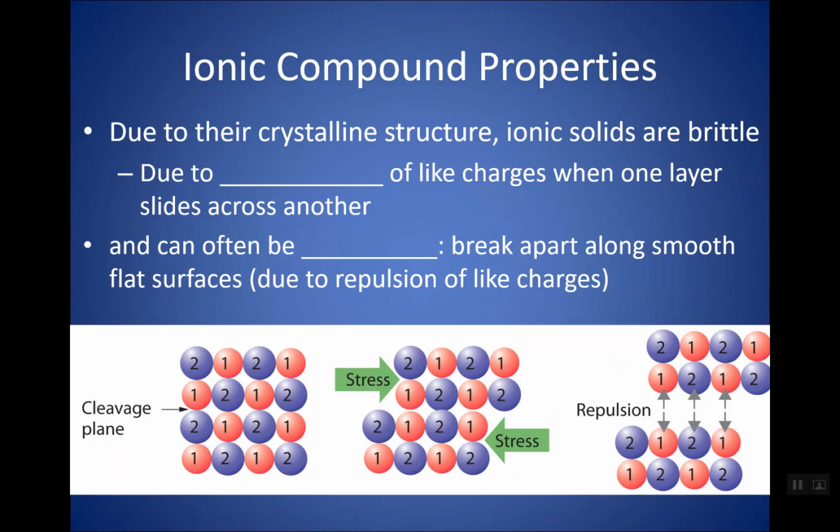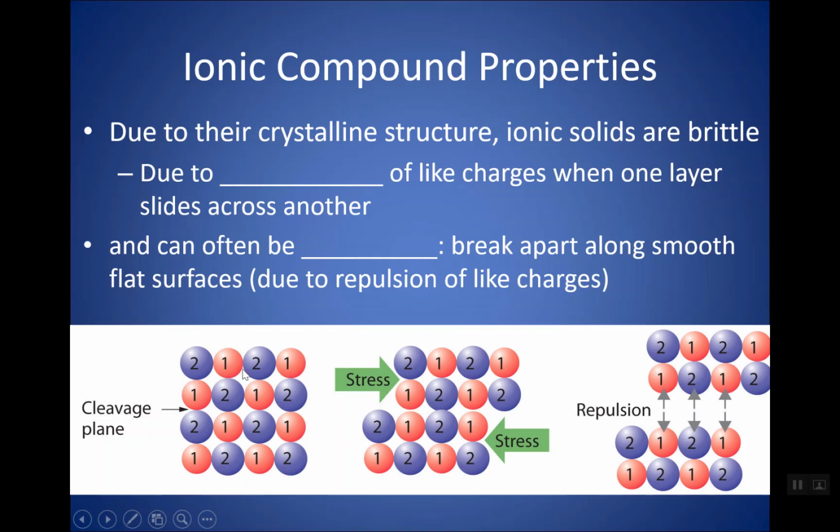Okay, last property of an ionic compound, AP loves to ask about it, is something called cleaving. Ionic compounds are actually super brittle, meaning they break easily. They are not malleable, or able to mold into shape like a metal. And the reason being is you have your positive and negative ions locked into a lattice.